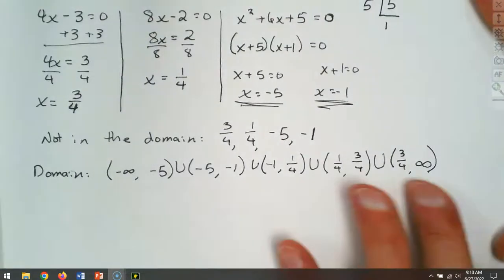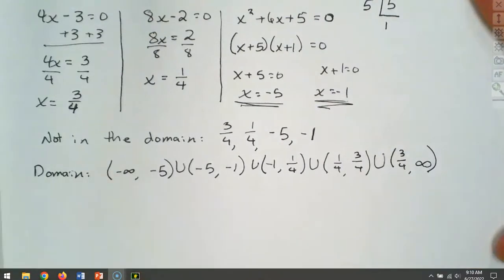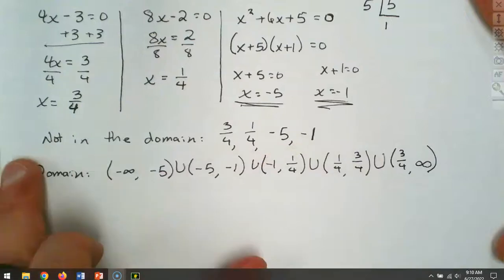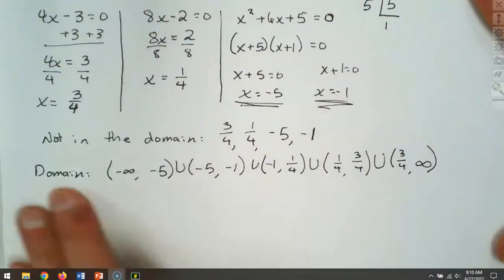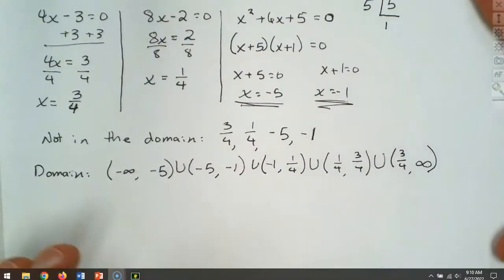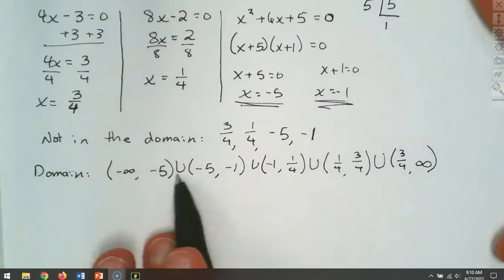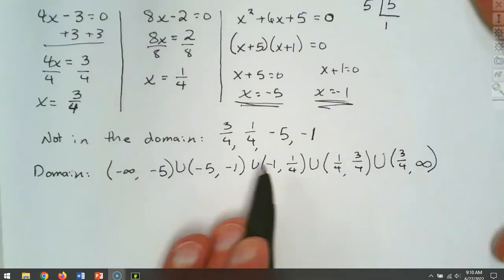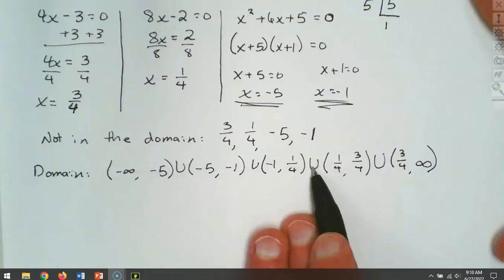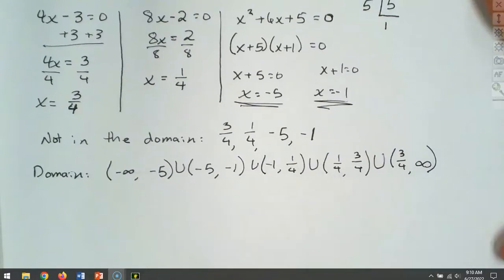And you don't have to write out the domains for these. All I'm really looking for is the numbers that are not in the domain. But this is what your domain would look like. And these unions just mean every number works except for the number in the splits. So -5 wouldn't work, -1 won't work, 1/4 won't work, and 3/4 won't work. But every other number is a candidate to be a solution.